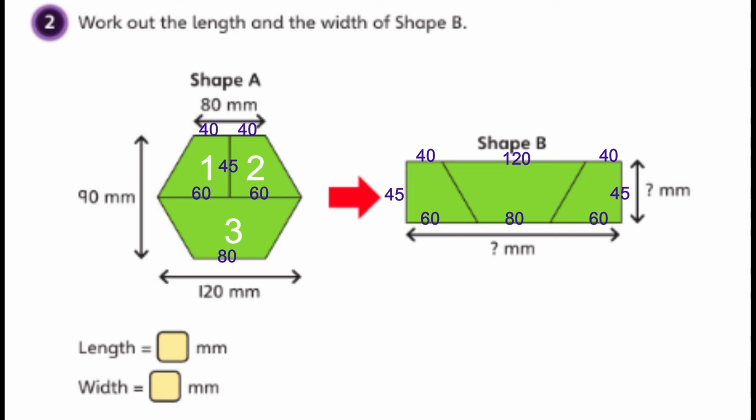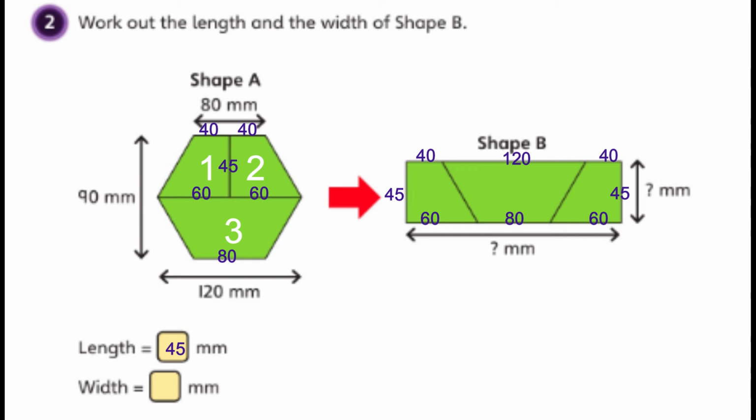Now that I have all this information, I can figure out the length and the width of this shape. The length running down the side is simply 45 millimeters. For the width, I just need to do a little bit of addition. And I can pick which side I want to add. They're going to add up to the same thing because my shape is a rectangle.